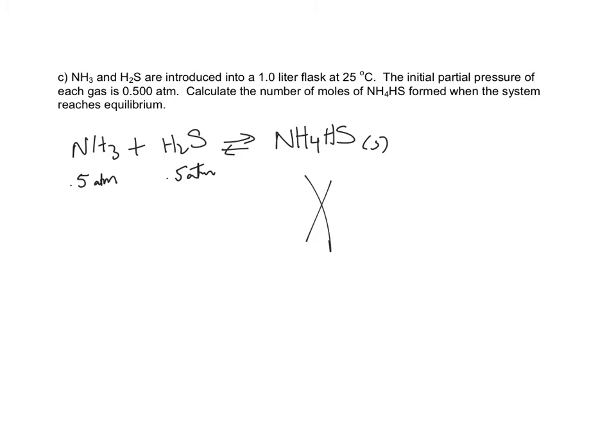So I know that I'm starting out with 0.5 atm of each. Some of these will get used up to form NH4HS. The question is how much of this will get formed. So let's say that an X amount of this is going to get used up. So let's do an ICE chart. So minus X. If NH4HS was a gas, it would be plus X, but again, it's a solid, so I don't include it in my ICE charts at all. So at equilibrium, this is 0.5 minus X. This is 0.5 minus X.